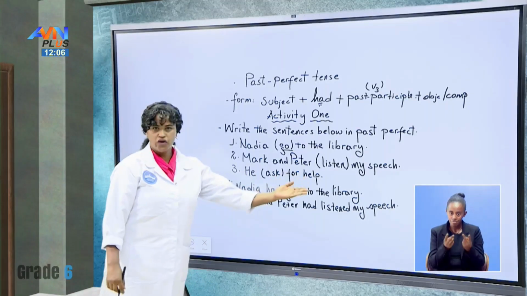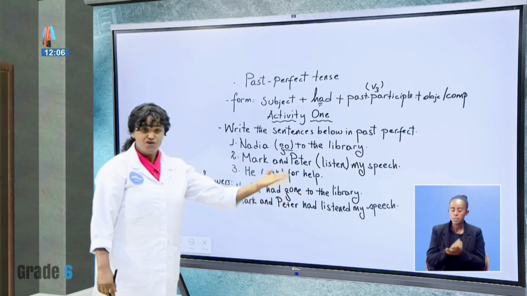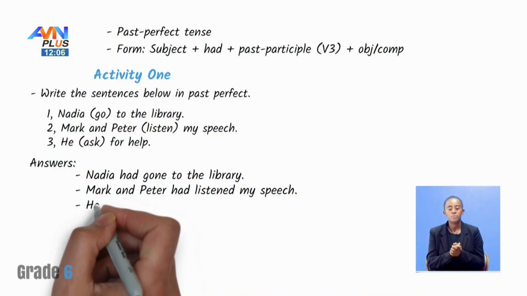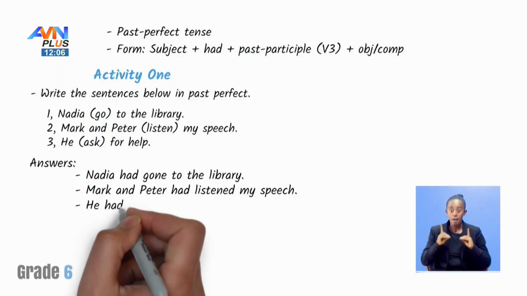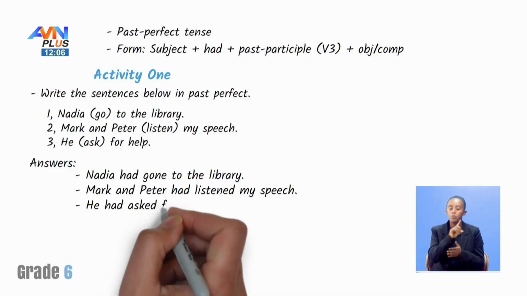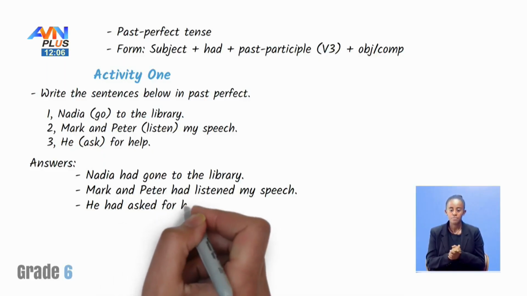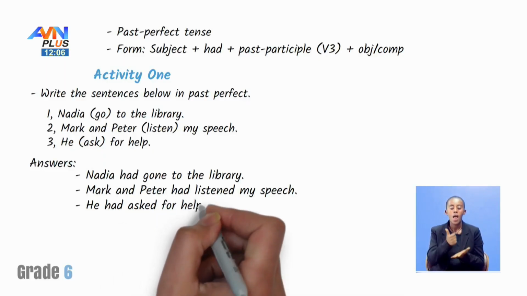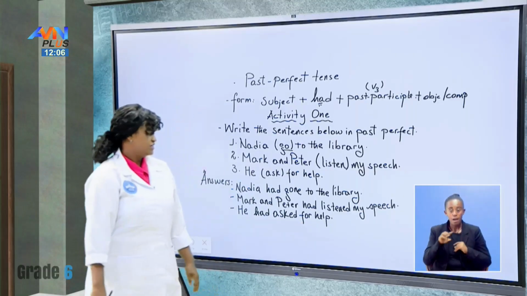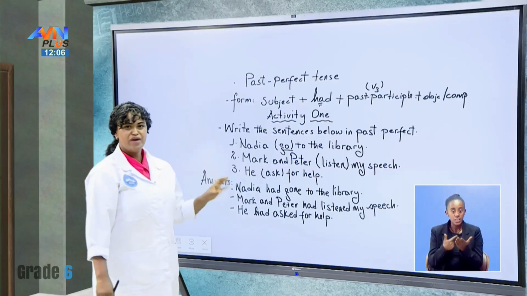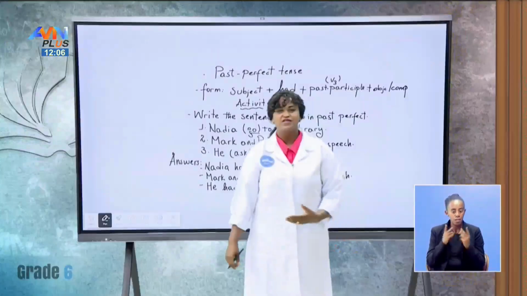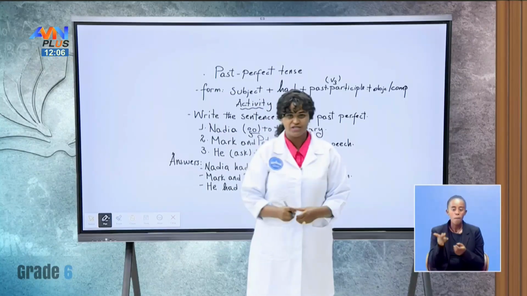Let's go to the third one. He asked for help. Okay. He had. V3 form of ask. Asked. Good. For help. Complement. He had asked for help. So this is how we make past perfect tense. Let us see the other use of past perfect tense.